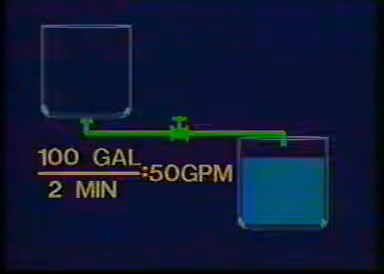In this case, we have 2 tanks connected by a pipe with a shutoff valve in it. Now, if we know that this tank contains 100 gallons, we can open the valves and time how long it takes the 100 gallons to be transferred to the other tank. Let's say that it takes 2 minutes. The volume flow rate through this pipe is 100 gallons in 2 minutes. If we divide 100 gallons by 2 minutes, we get a volumetric flow rate in this pipe of 50 gallons per minute.